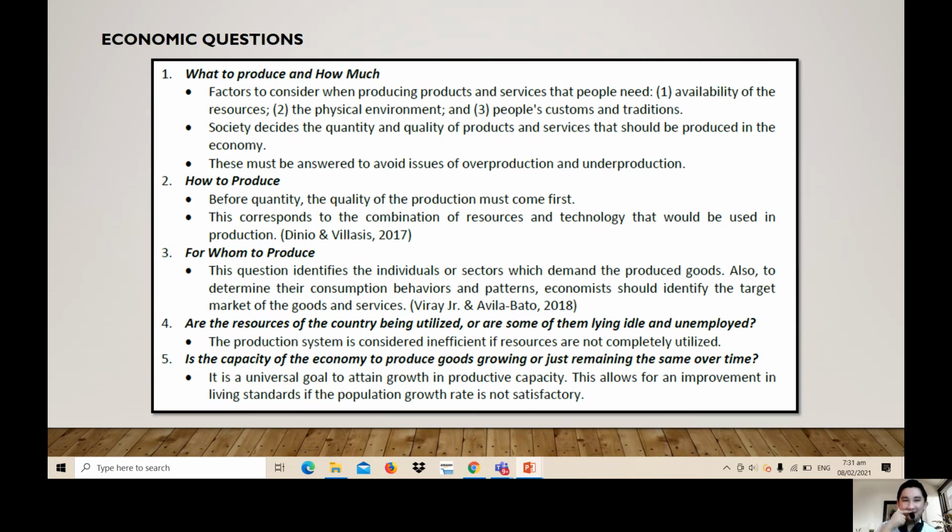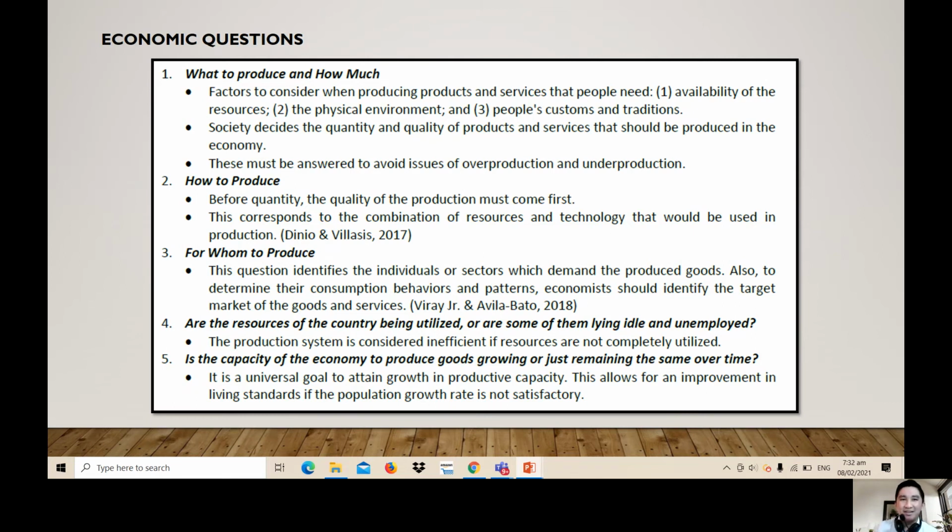Economic questions, okay? So we have 5 economic questions. Bakit ba to nag-exist? It's because of our resources in which they are scarce, 'di ba? So na-develop itong economic questions. First economic question is what to produce and how much. Ano ipoproduce natin? At kung alam na natin kung ano ipoproduce, magkano.